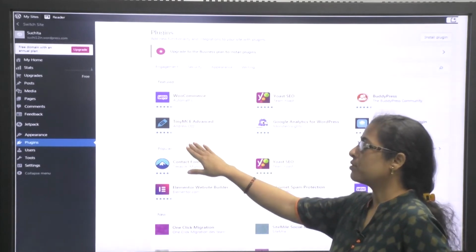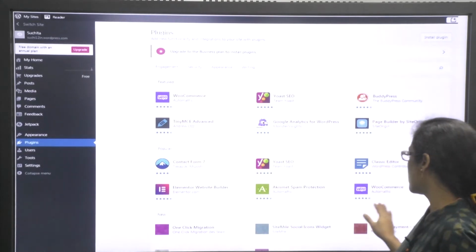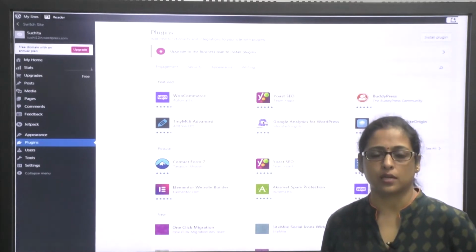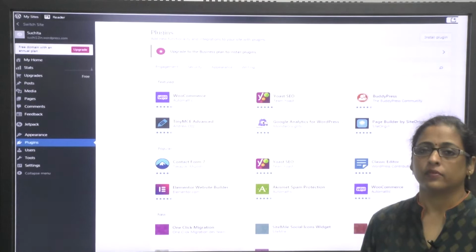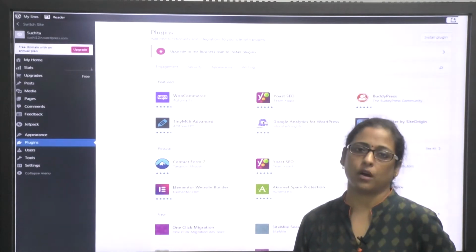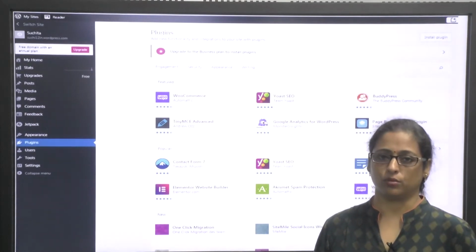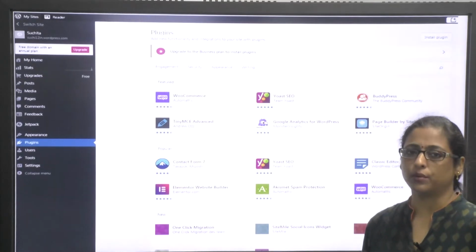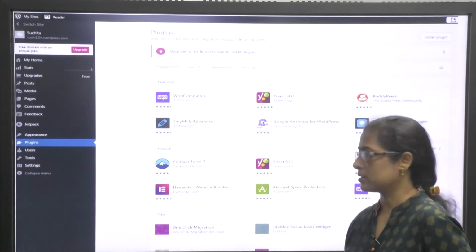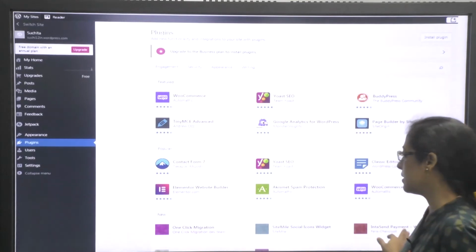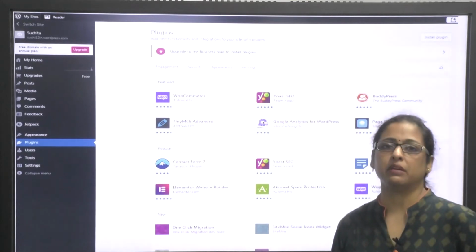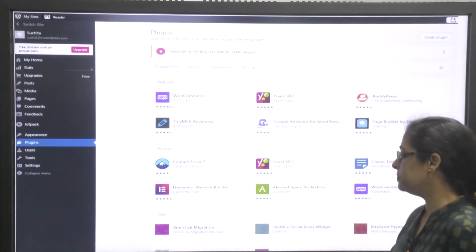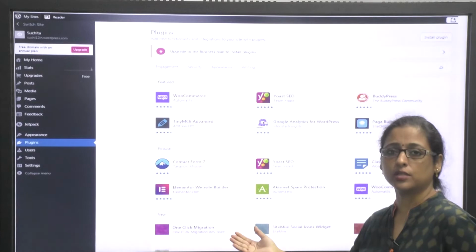So, some may have 4 stars, some may have 5 stars, or some may even have no star, or maybe 2 stars or 3 stars. Depending on that, you can understand what the user interface is, how popular it is, and what kind of features it has. It is like the reviews that you get for your plugins. And then these are the new plugins which have been recently added by the WordPress organization.